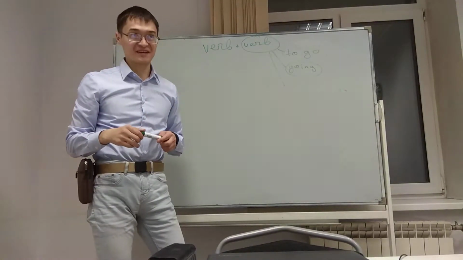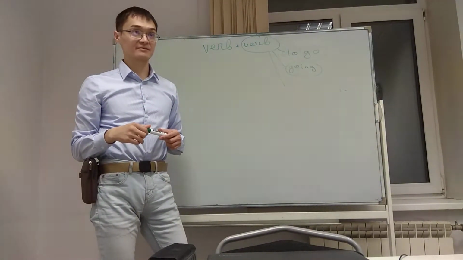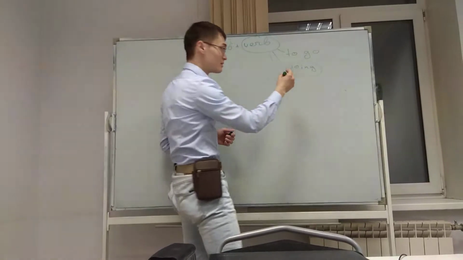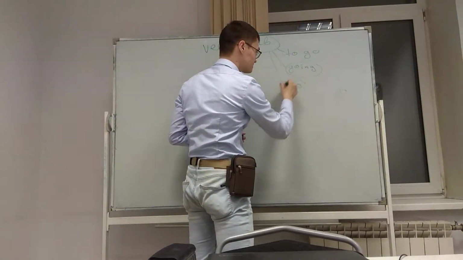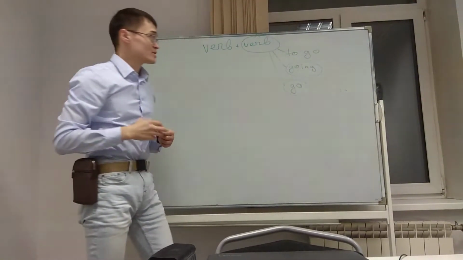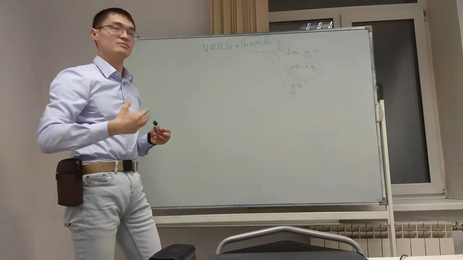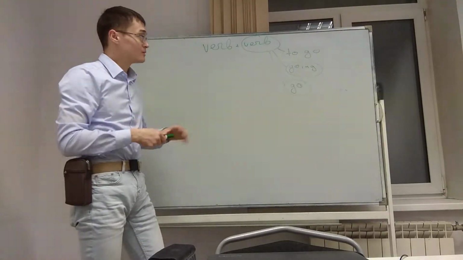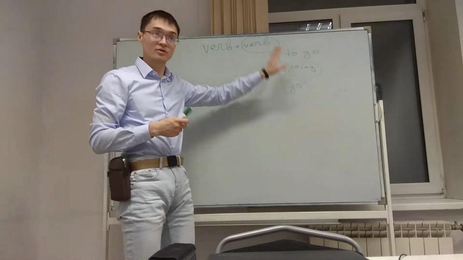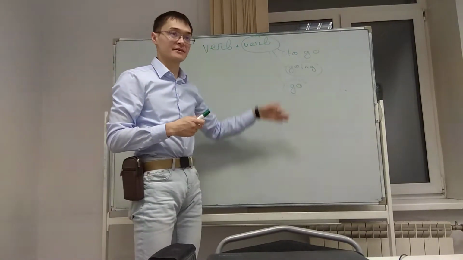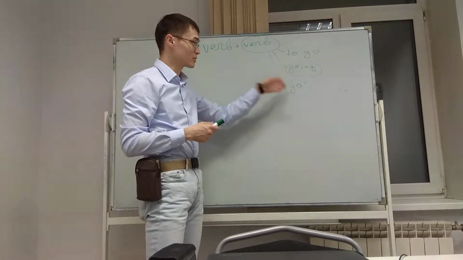Or the so-called bare infinitive, which means what? Go, just go. All right? So we have three possible forms of the second verb. All of them are infinitives, basically, but they have different forms. It's to go, going, or go.